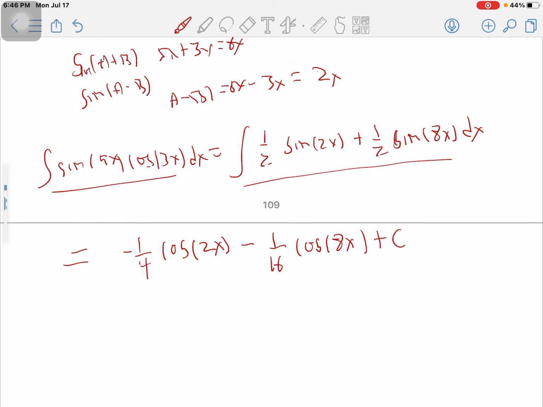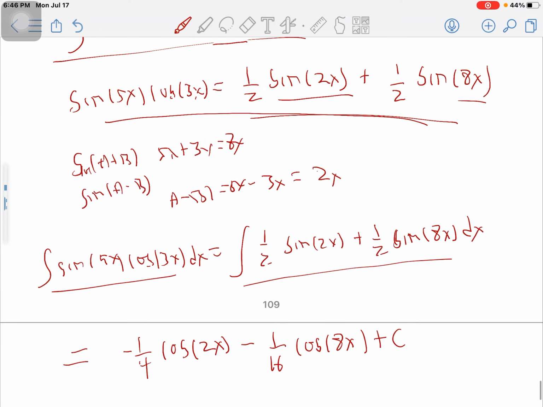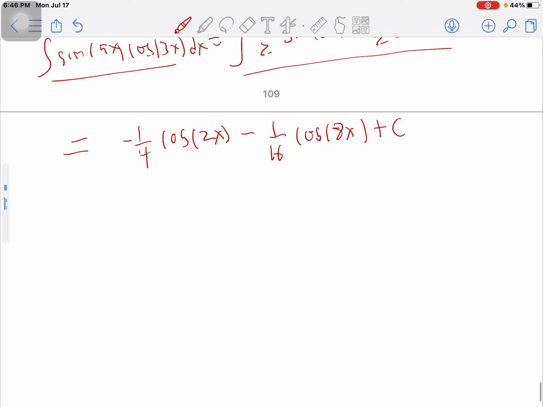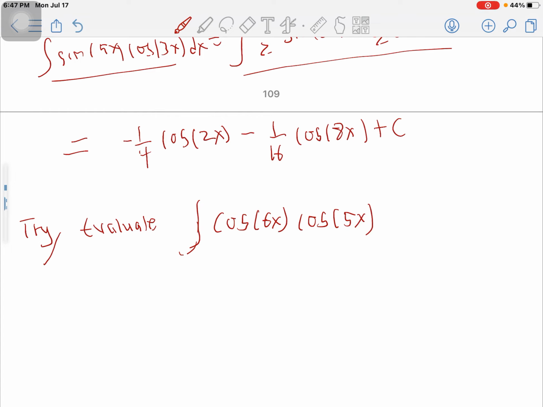Having understood this example that has just been solved, I would like you to try your hands on this question. This is a trial question. Let's evaluate the integral of cos of 6x multiplied by cos of 5x dx. This is a very simple example and I'm expecting you to get it right.